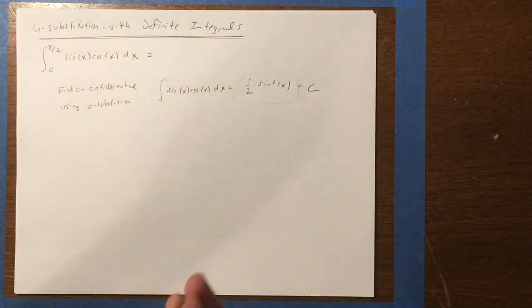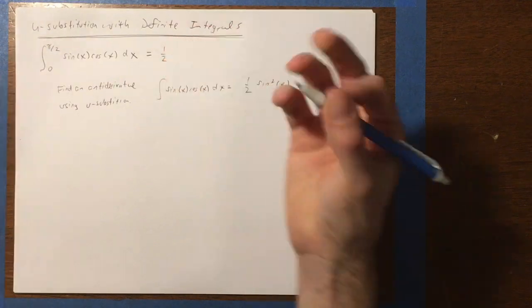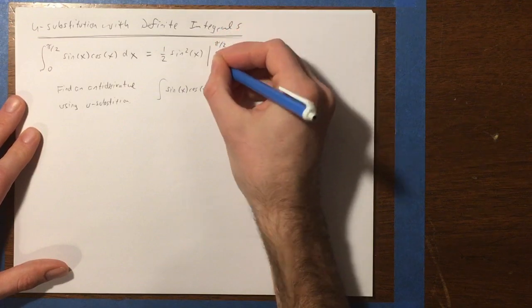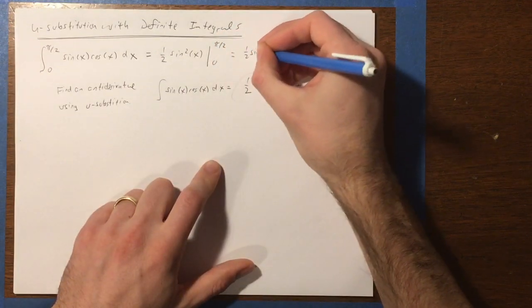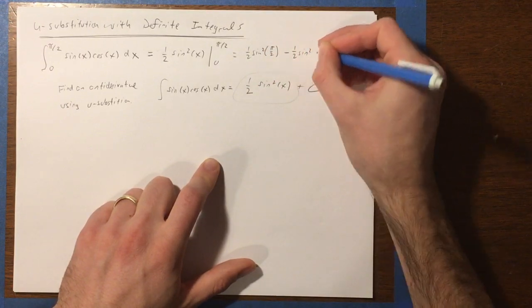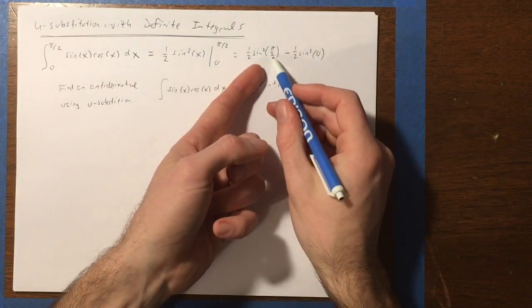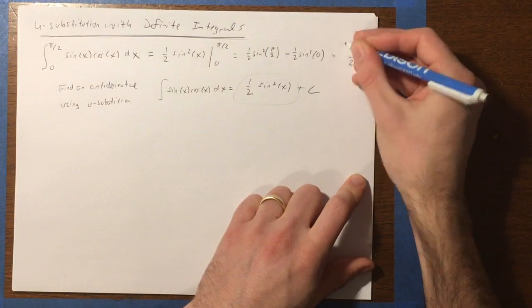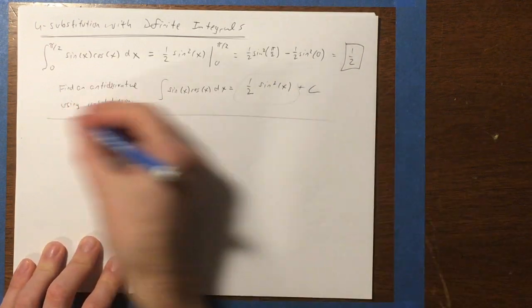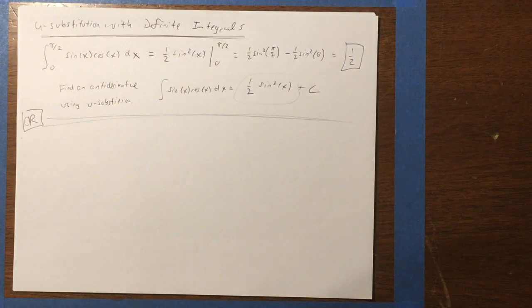So the simplest way to explain this is you find your antiderivative using u substitution, and then you just use the theorem: 1/2 sine squared x, evaluated at pi over 2 and at 0. So we're going to get 1/2 sine squared of pi over 2 minus 1/2 sine squared of 0. And now we'll just use the fact that sine of 0 is 0, and sine of pi over 2 is 1, and this will equal 1/2. So 1/2 is the value of that definite integral. That's one approach, okay?